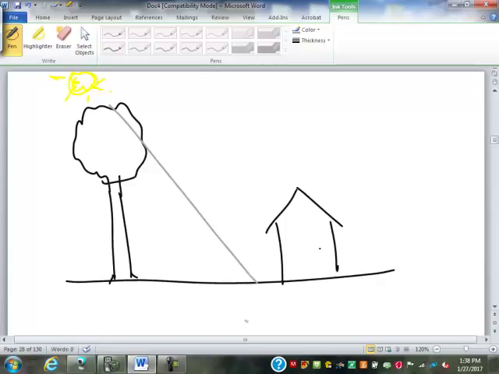Tate's sitting here wondering, I wonder how I can figure out how tall that tree is from its shadow. So Tate takes a stick that is 5 feet tall.